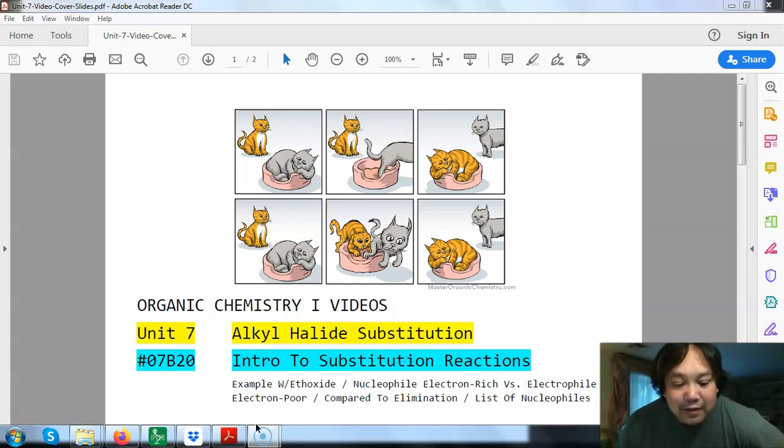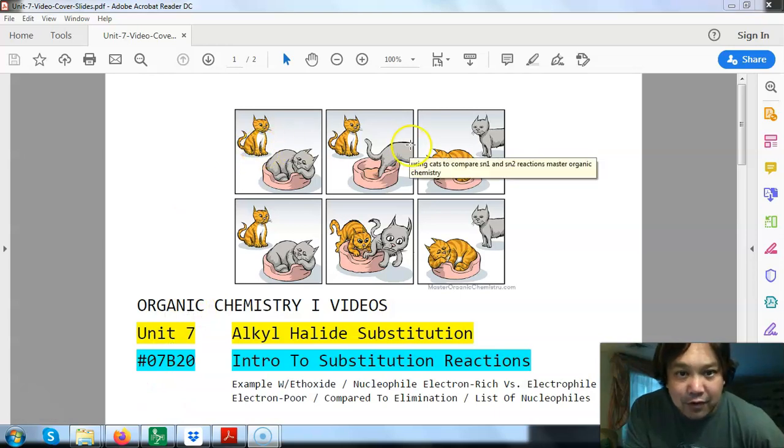Hi everyone. In the previous unit, Unit 6, we learned how to synthesize alkyl halides via radical reactions. In this unit, Unit 7, we're going to take those alkyl halides and continue the synthesis and do what's called substitution reactions.